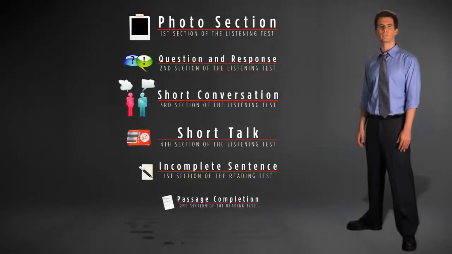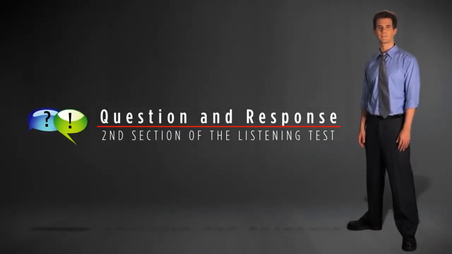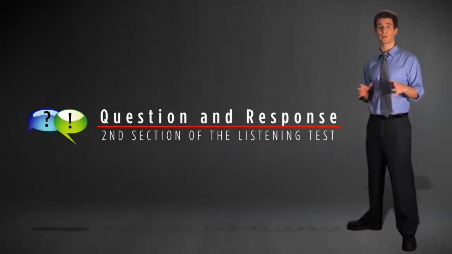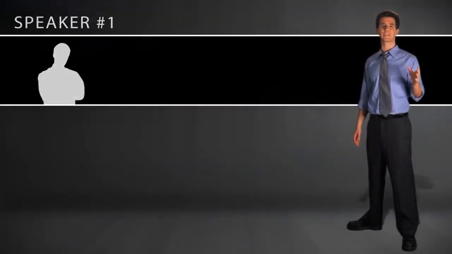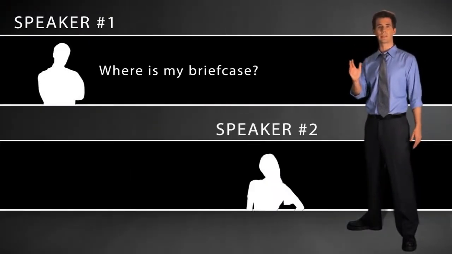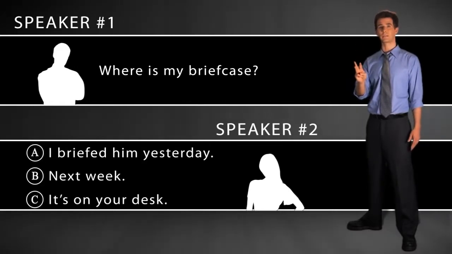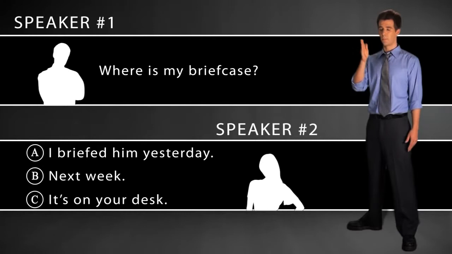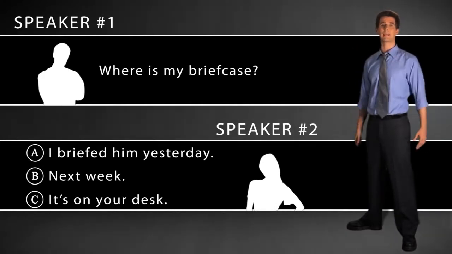Today, we're going to take a look at the question and response section of the TOEIC test. Now, this section's questions are actually very simple. You will hear one speaker ask a question, and then you'll hear another speaker say 3 responses or 3 replies. You have to choose the best response to the question. Let's take a look at an example.